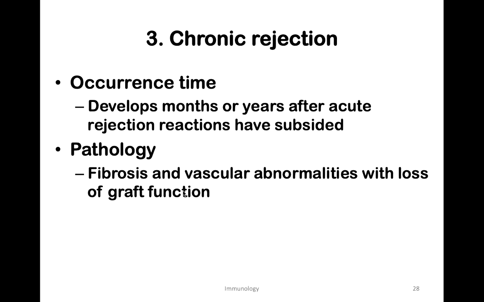So what happens is that the organ becomes functional, it remains functional, and then slowly the organ gets damaged because of fibrosis. That means fibroid tissue is formed, tissue cells are damaged slowly, and the graft actually loses its function. This is the most severe, though delayed, but it actually leads to loss of the graft function.